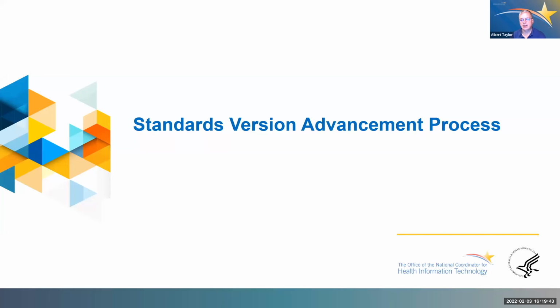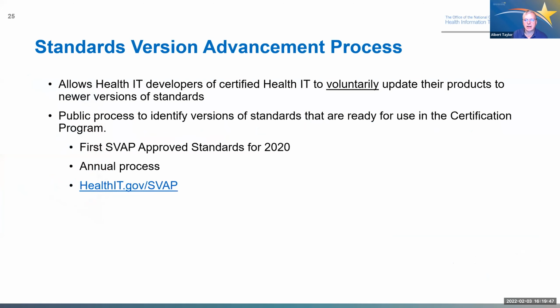So what we developed is the Standards Version Advancement Process. The Standards Version Advancement Process, or SVAP for short, allows health IT developers of, again, certified health IT to voluntarily update their products to these new versions. And one of the standards that has a new version is USCDI.